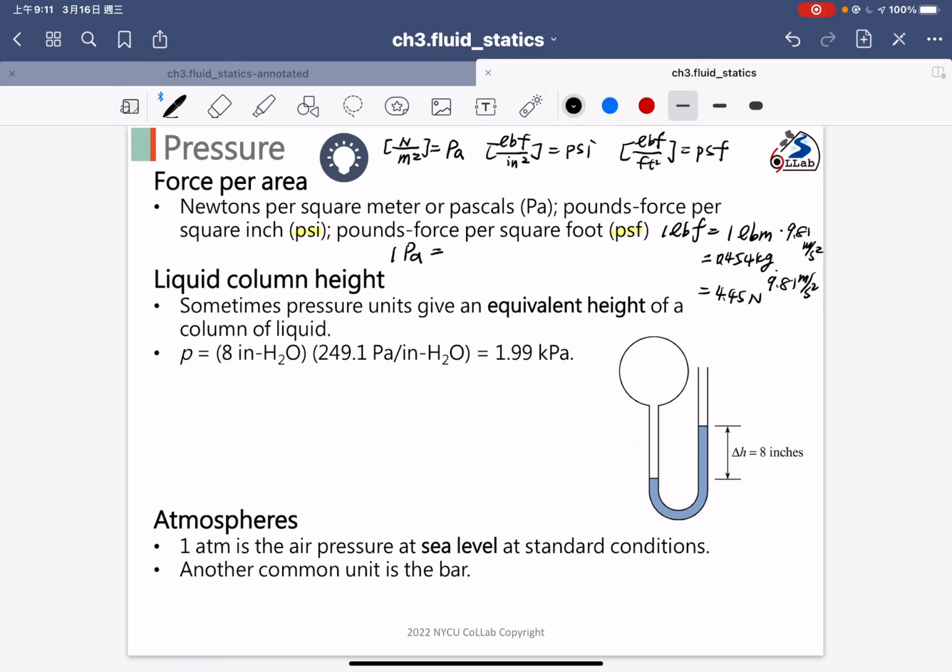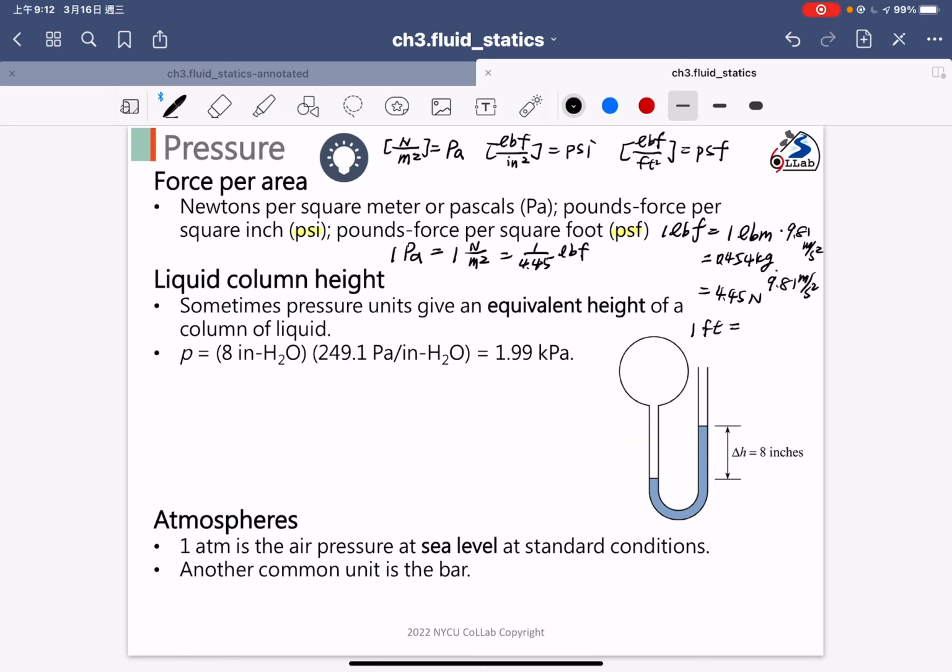As I mentioned, right now we can convert the Newton to the pound force, right? So we know that 1 Pascal is 1 Newton per meter squared, and it is equal to how many pound force we have. So we can convert by dividing: 1 divided by 4.45. Right now the unit will convert to pound force. The 1 Newton divided by 4.45 will convert to 1 pound force, and the bottom is the meter squared.